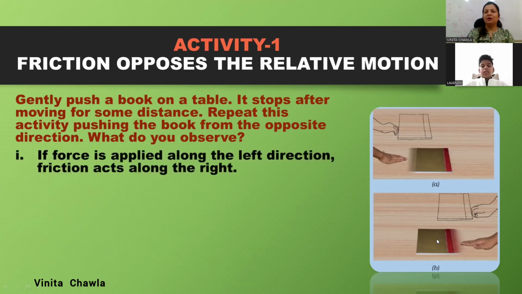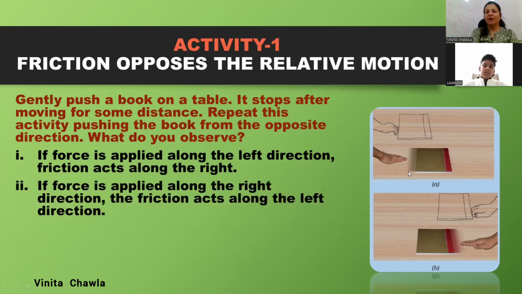If force is applied along the left direction, friction acts along the right direction. If we apply force towards the left, then frictional force will arise towards the right, opposite to the direction of motion. But if we apply force along the right direction, then frictional force acts along the left direction, again opposite to the direction of motion. So it always opposes the direction of motion. In whichever direction the object is moving, frictional force acts opposite to that direction.